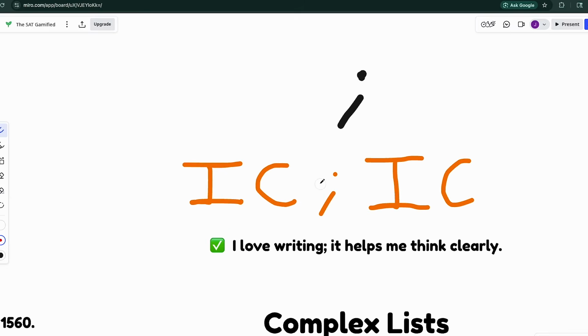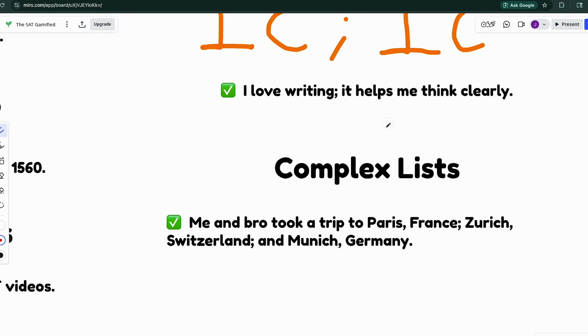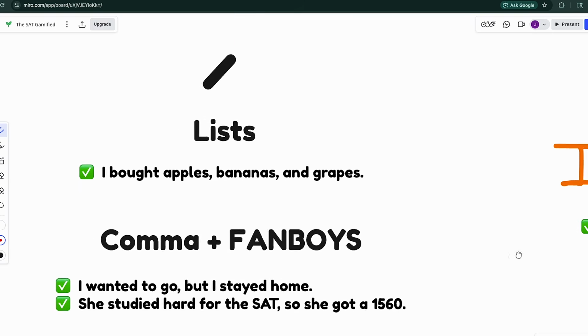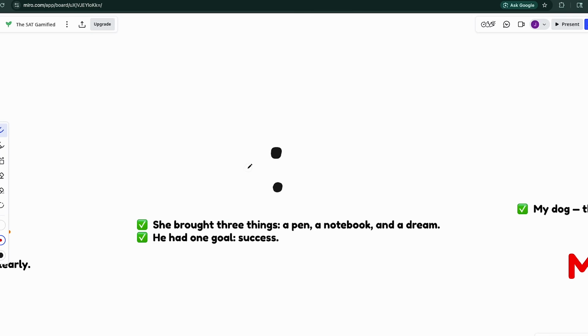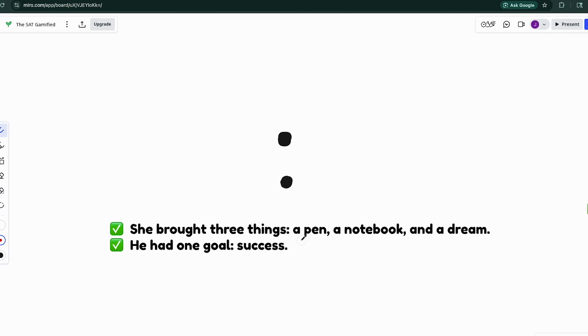Semicolons can be used to separate independent clauses and other independent clauses like we talked about before, or it can be used for a complex list. A complex list is like a normal list, except it has commas within the stuff in the list. So if we travel to Paris, France; Zurich, Switzerland; and Munich, Germany, each of those is its own separate thing, but there's a comma on each one. Colons are for separating things when the thing after it perfectly matches the thing before it. She brought 3 things: a pen, a notebook, and a dream. The things she brought were the pen, the notebook, and the dream.